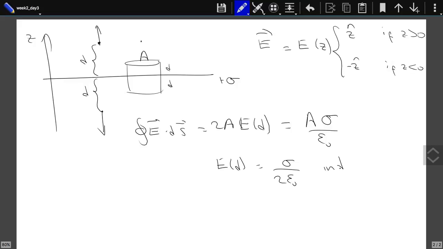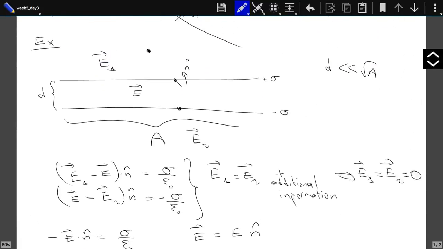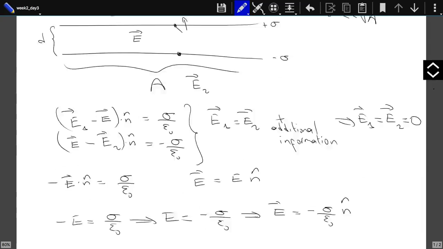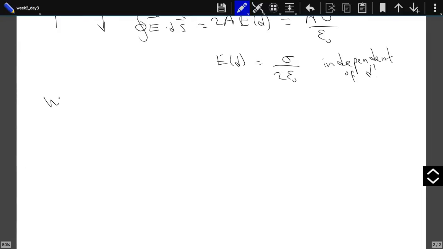Now the crucial thing is this is independent of d. No matter how far away you are from the plate, the electric field is the same. Now, with this knowledge, the electric field is independent of the distance to the plate. In fact, we could have said it without even using the Gauss law.